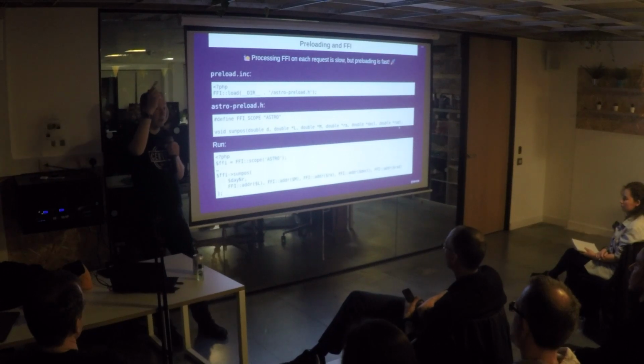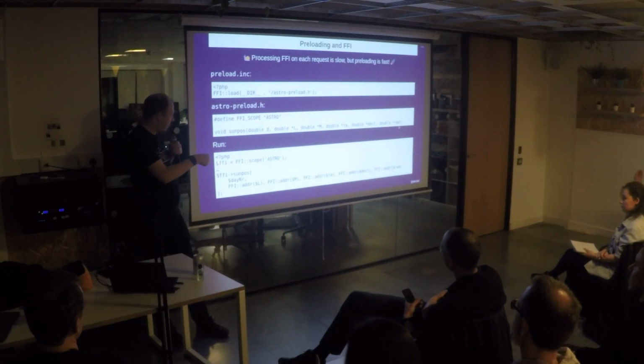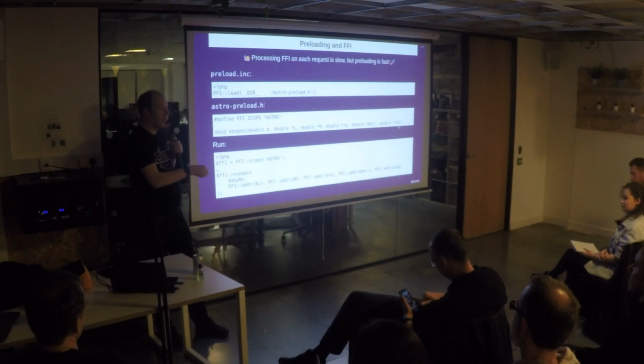Because, of course, after the preloading stage happened, how would I know which functions were preloaded? And you don't know. And the only way you can access those functions then is by using this scope. And you'll see in the example here, instead of doing the FFI::cdef or load with the header file, I'm doing FFI::scope with the name, and then you can call the methods or the functions on that object there.